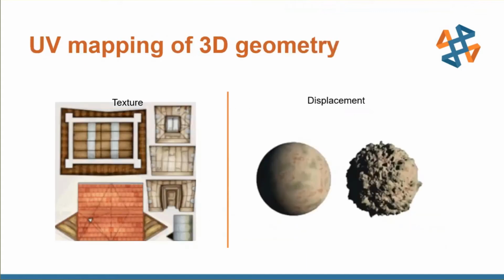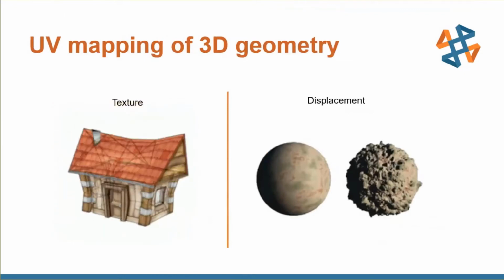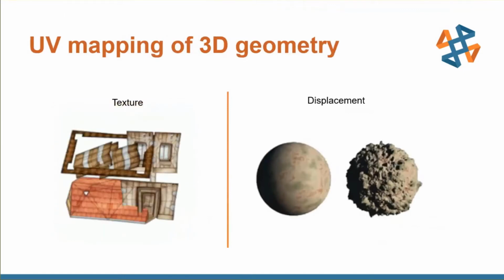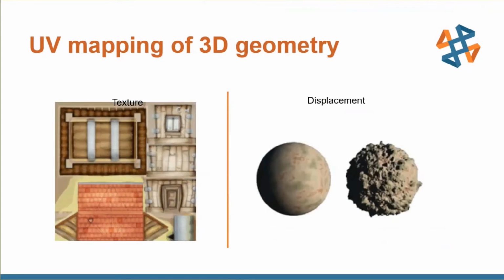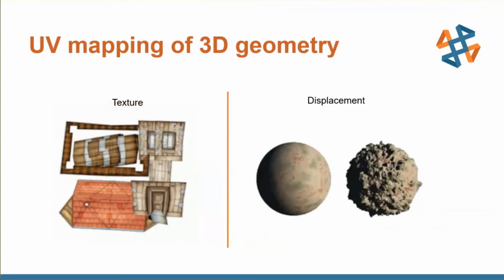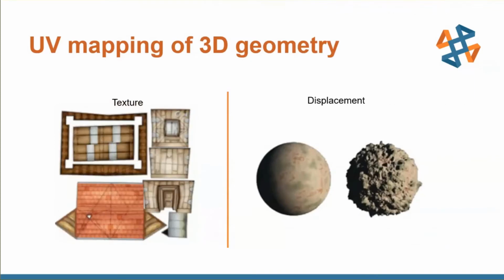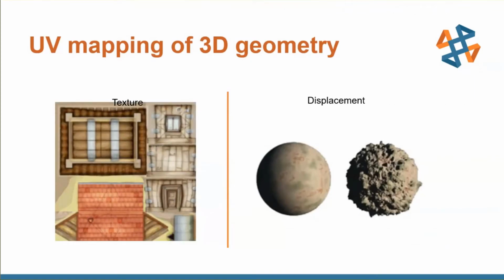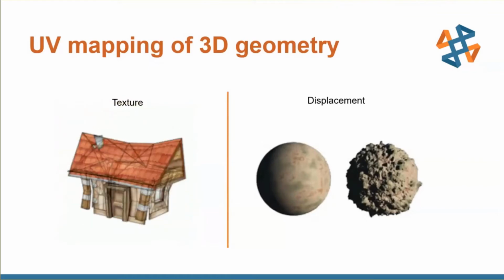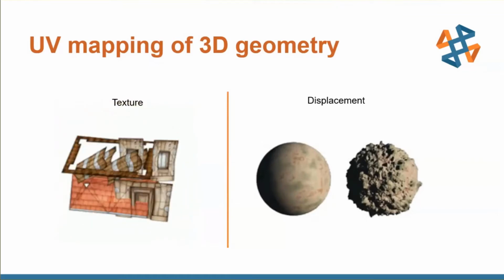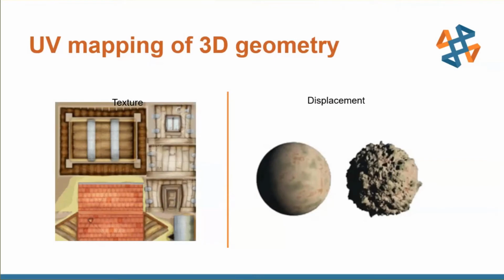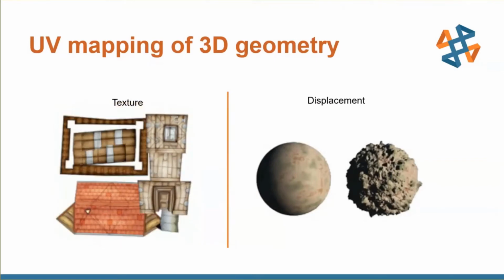So in texture mapping, as I said, that is unwrapping our model, and we're applying a 2D image to it. That is not going to change anything about the geometry of the model. Whereas in displacement mapping, we're starting with a base geometry and we're adding some sort of physical texture that is going to actually alter the 3D geometry.